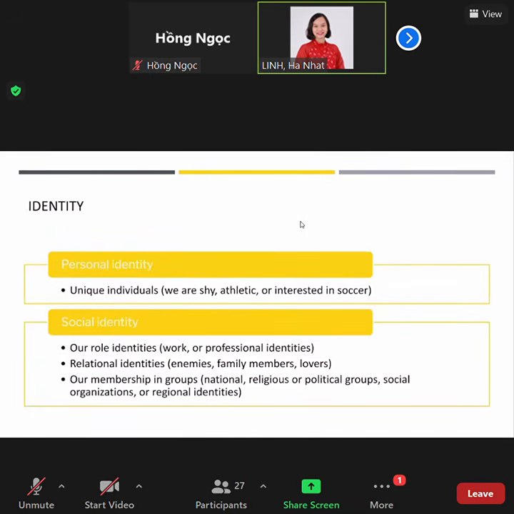Now let's talk about identity. I think you have heard about identity many times before, right? There are two kinds of identities. The first one is personal identity, and the second one is social identity. Identity is defined by our knowing of ourselves, and how we are different from others.